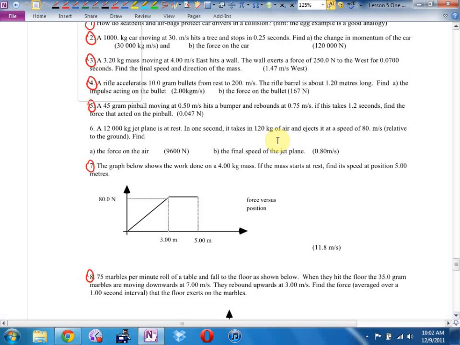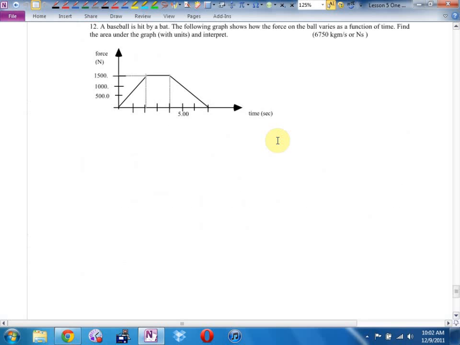It says a 3.2 kilogram mass moving at 4 meters per second east hits a wall. The wall exerts a force of 250 newtons to the west for 0.07 seconds. Find the final speed and the direction. Okay, we have a collision and we have a force. I think I'm going to be solving this using impulse.